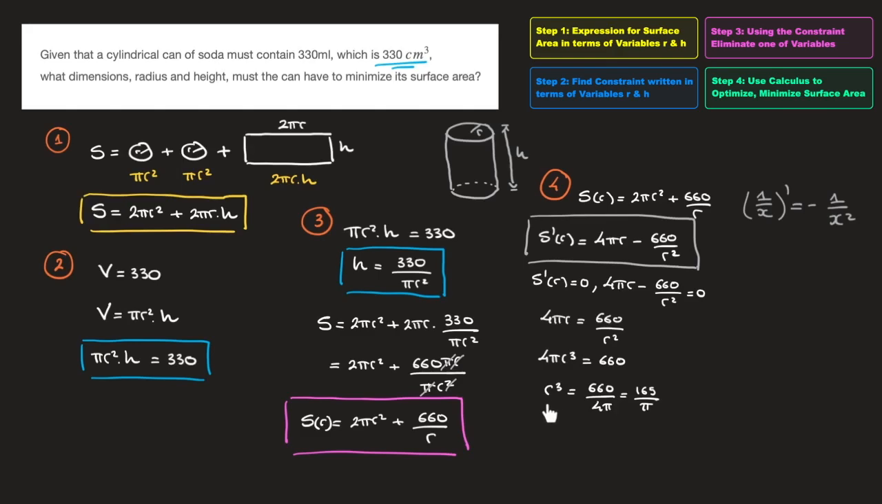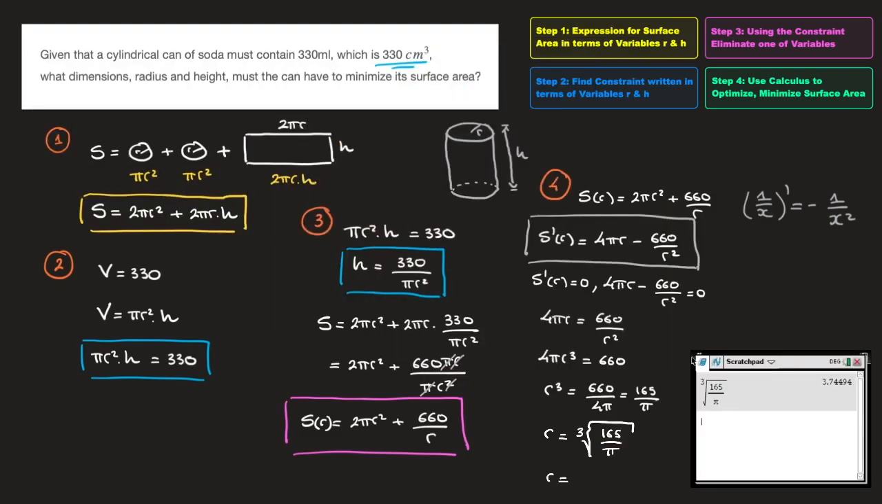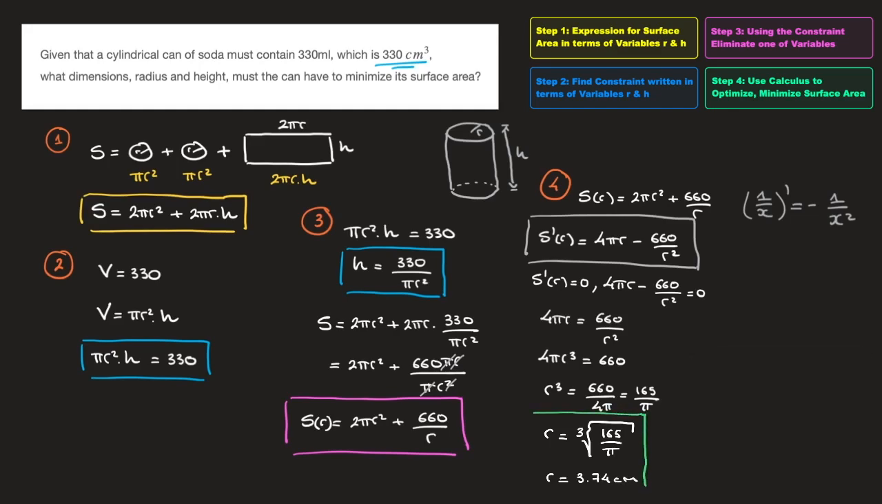And finally, taking the cubic root of both sides of this equation, we find that the radius r is equal to the cubic root of 165 over pi. And by all means check, but with a calculator and rounding to 2 decimal places, I find that's equal to 3.74 centimeters. Done. Okay, so at this stage we know that the function s of r, and therefore the surface area, reaches a stationary point when r is equal to 3.74.